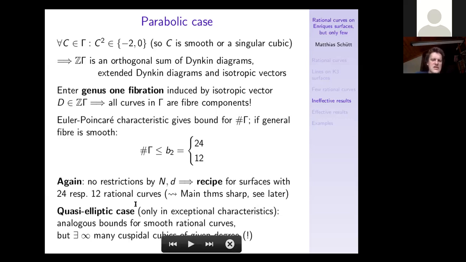If it's not, this is the quasi-elliptic case. This only happens in the exceptional characteristics, so 2 and 3 for K3, or characteristic 2 for an Enriques surface. There we get analogous bounds, but only for the smooth rational curves. Because a quasi-elliptic fibration, of course, as soon as the ground field is infinite, has infinitely many cuspidal cubics, and they will all have the same degree on any projective model. So here, exactly the finiteness arguments that we're aiming for fail unless we restrict really to smooth rational curves, or to curves different from cuspidal cubics. Okay, so this is the parabolic case and it fits well with the picture.